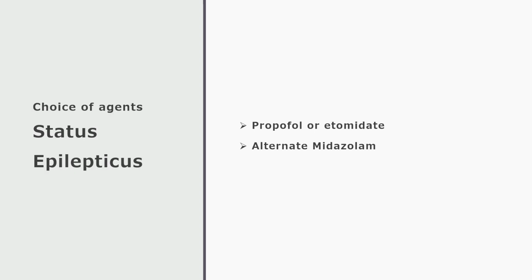In patients with status epilepticus, either propofol or etomidate can be used for the induction of RSI. Midazolam may be used, but its slower onset makes it less desirable than propofol or etomidate. But if the patient is hemodynamically not stable, then either etomidate or midazolam can be used.